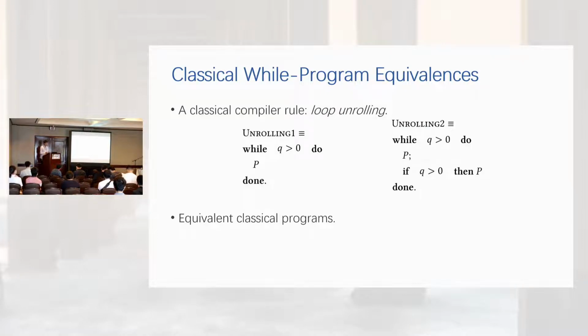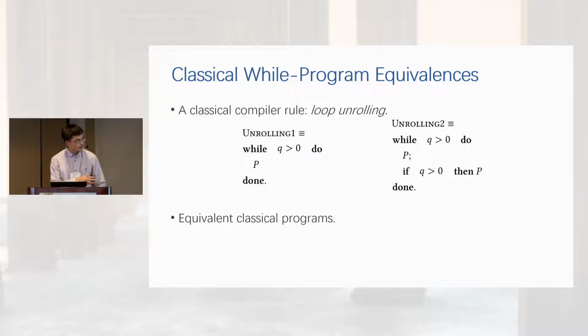We motivate this talk with a classical compiler rule called loop unrolling. Here we have two programs, unrolling 1 and unrolling 2. They only differ at the loop body. You can see that the right one has a loop body unrolled once with an if statement. We say that these two classical programs are equivalent in the sense that they have the same semantics.